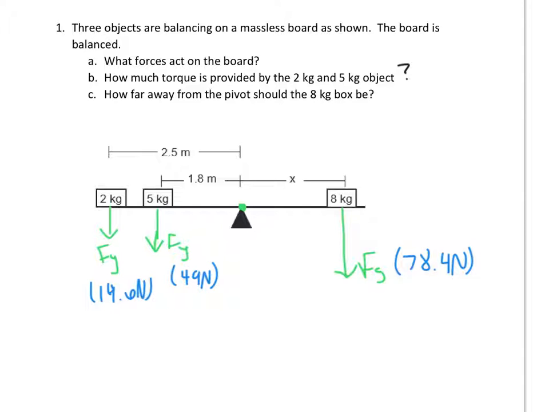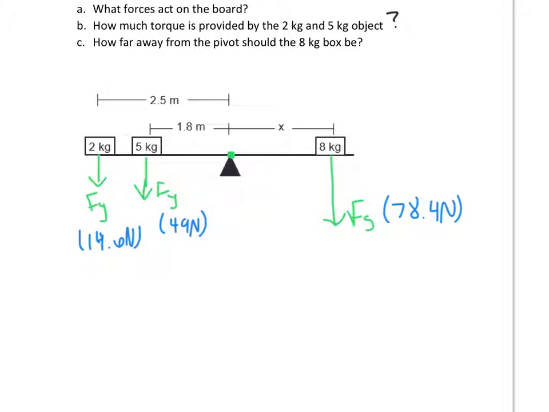Okay, part B, how much torque is provided by the 2 kilogram and the 5 kilogram objects. Okay, remember, torque is the force times the distance from the pivot times the sine of theta. So all 3 of these forces are at 90-degree angles, so we don't really have to worry about the sine of theta here because that all goes to 1.